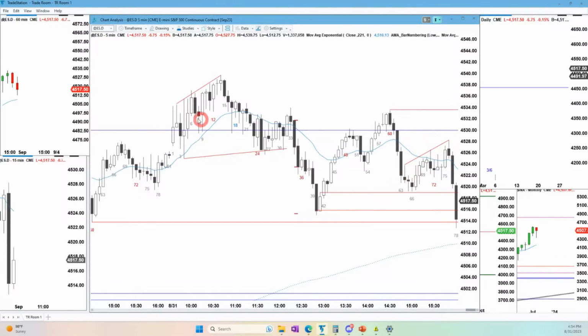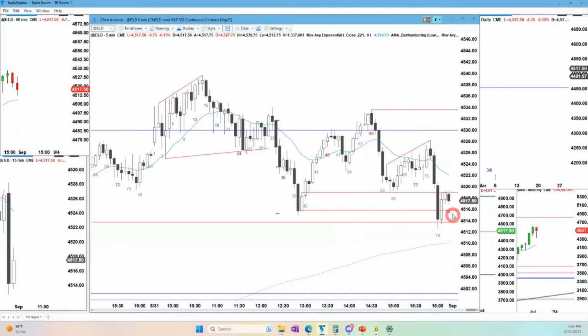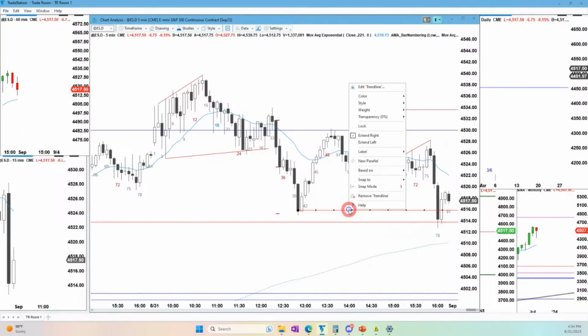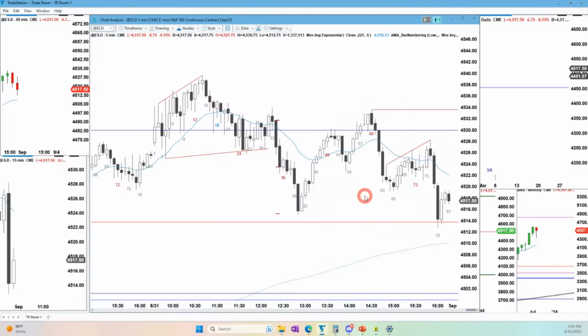For the bears, it's three legs down. We went down on 4 and up. We went down on 40 and up. And then we went down on 78 and up. It's really common. And then we went sideways for the rest of the day. Trading range days are filled with 2 and 3-legged moves. And there's usually a combination of both.